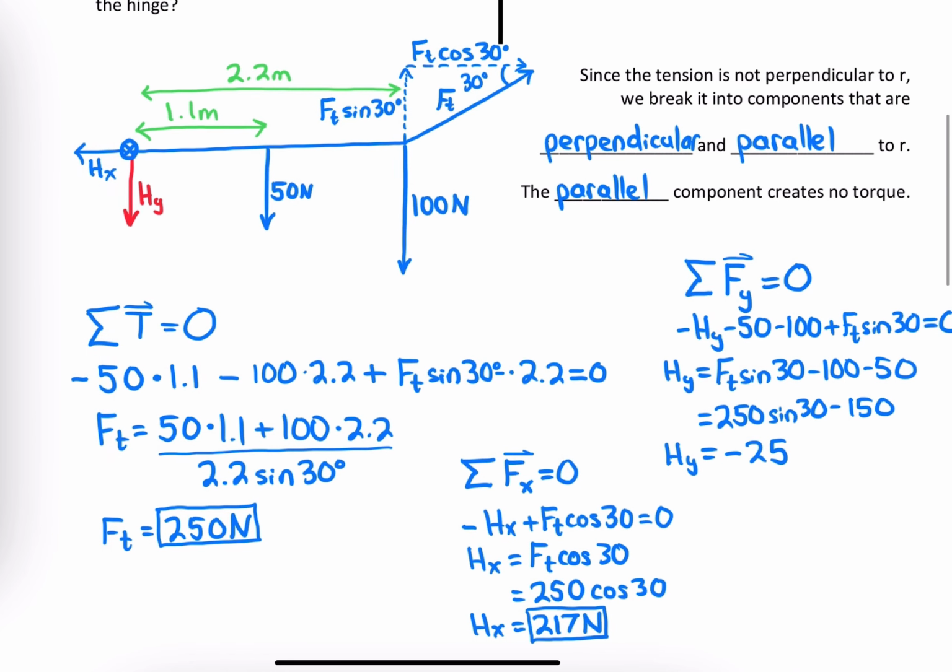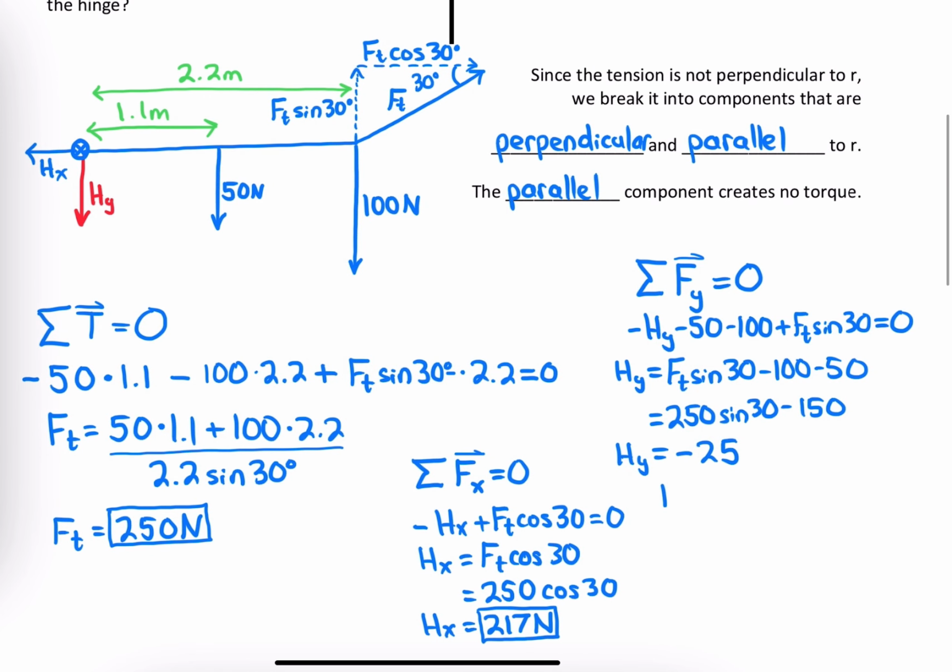So the proper way to write this would be the hinge force in the y direction is 25 newtons, and we assumed it was down, but we got a negative number, which means it's actually up. So 25 newtons up. And that actually reminds me we should probably have done that with the x force too. In the x direction, we assumed it was going left, and we got a positive number. So that means we assumed right, and it is in fact going left.